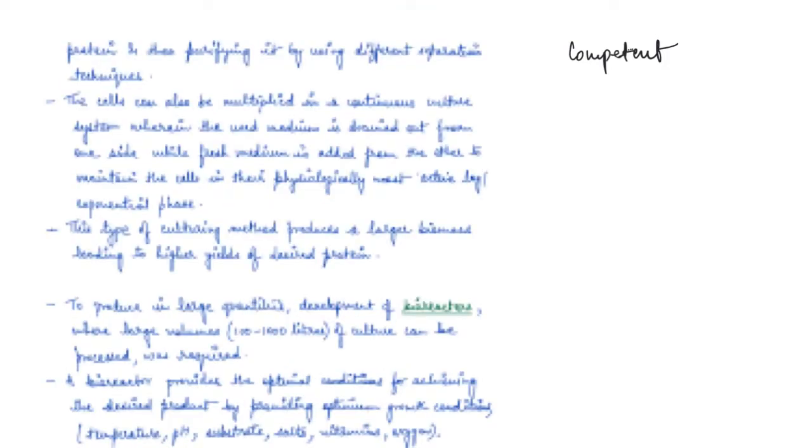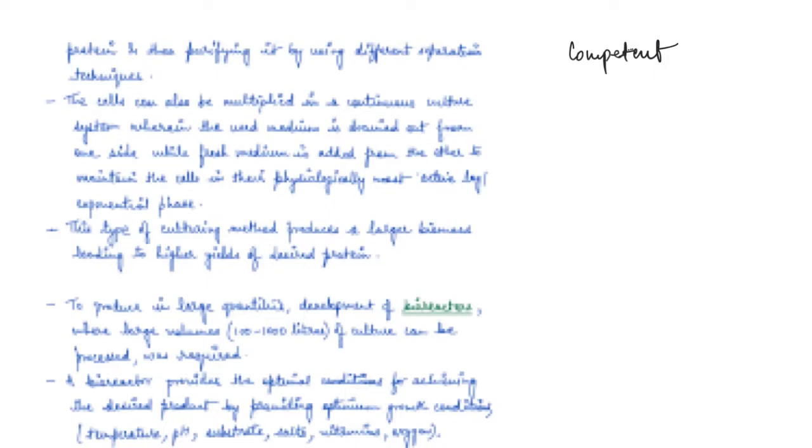Now, what we'll do on an industrial level is keep on culturing it. We'll keep changing the medium in which we are culturing the cells. We'll keep draining out the used medium and adding fresh medium, right? And make these cells comfortable and active. And we'll start creating these cells at an exponential level as well. So you'll see an active log and exponential growth, right? Basically, this type of culturing method produces a large biomass leading to higher yields of the desired, say, proteins, right?